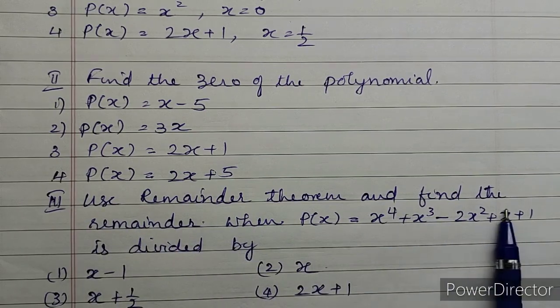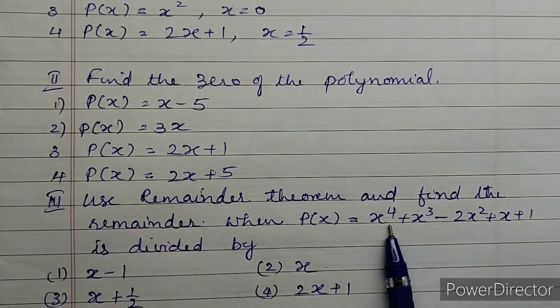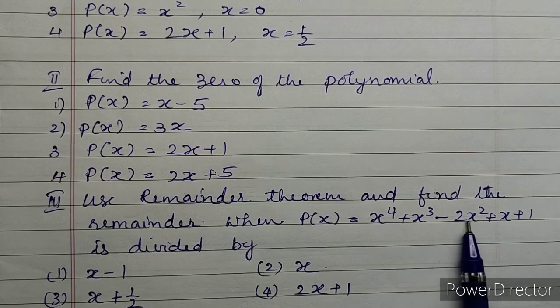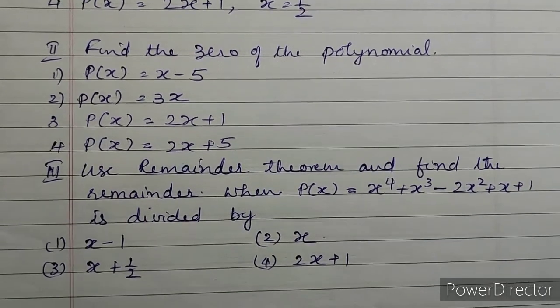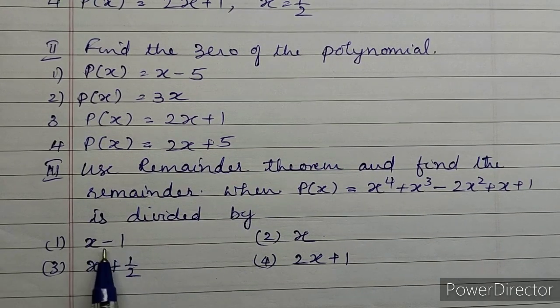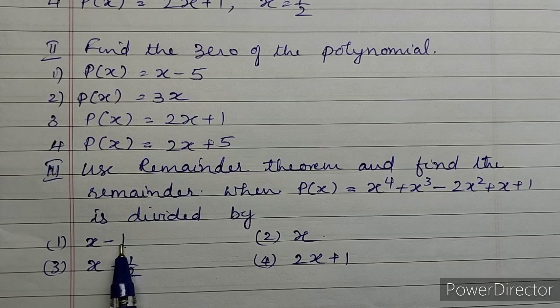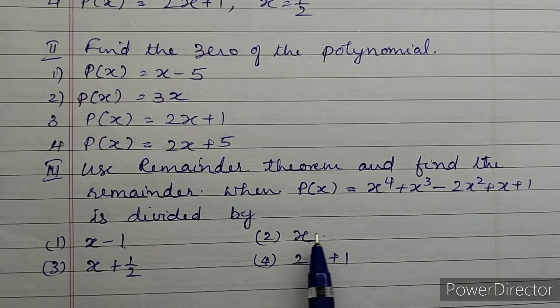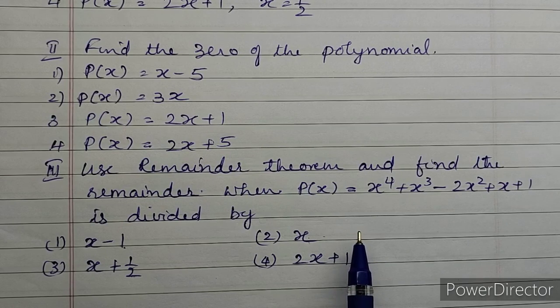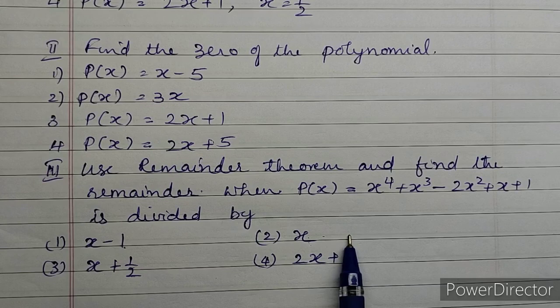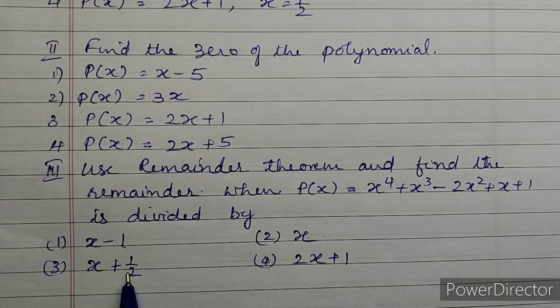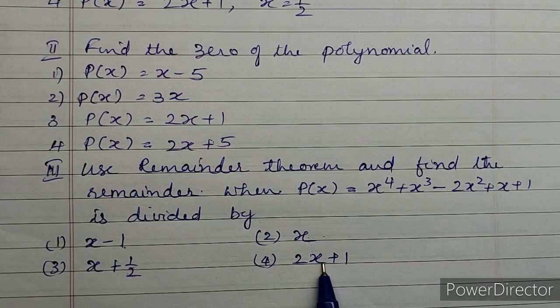Third one, use remainder theorem and find the remainder when p of x, x to the power of 4 plus x cube minus 2x square plus x plus 1 is divided by, first one it is x minus 1. So what value you have to substitute? Positive 1. Second one, x. X alone if it is given means it is x plus 0. So what value for x you have to give? You have to give x equals 0. So this one x equals minus 1 by 2. This one x equals minus 1 by 2. Same value you have to give.